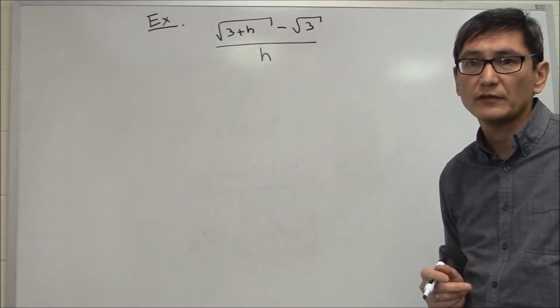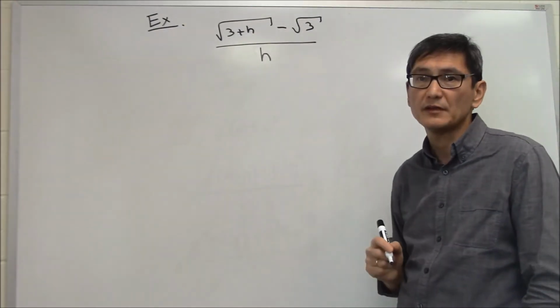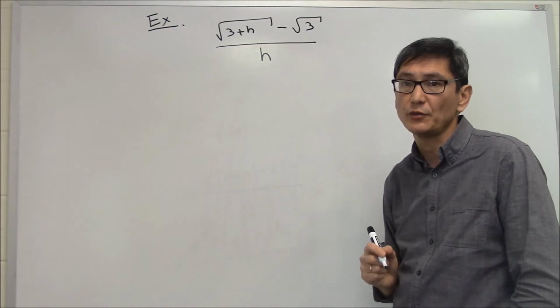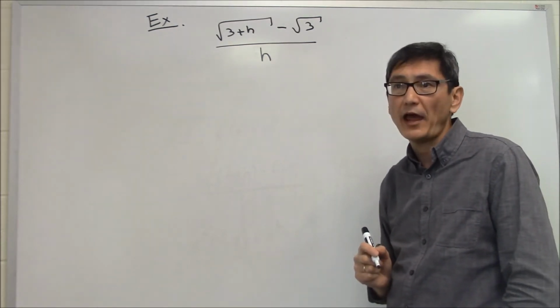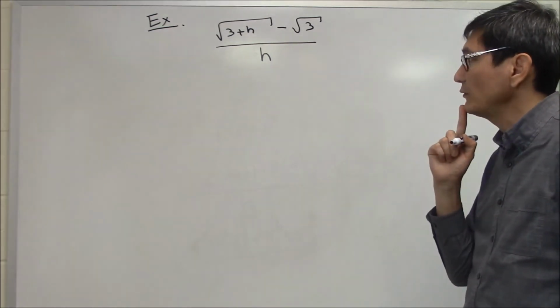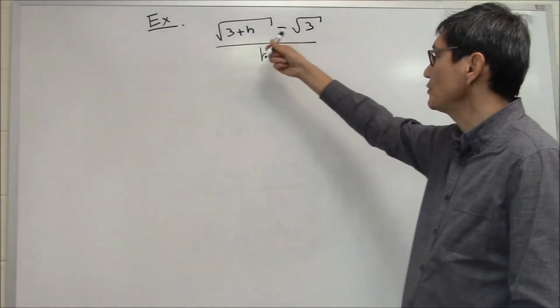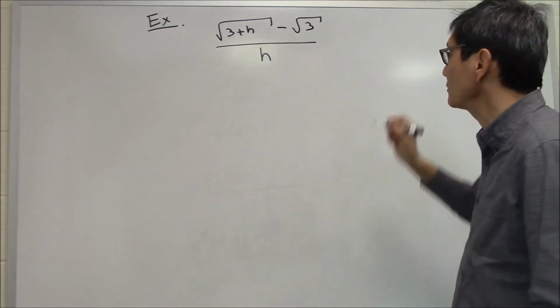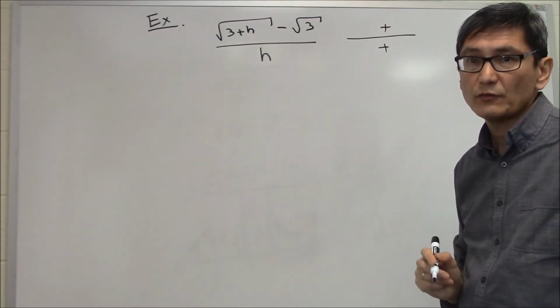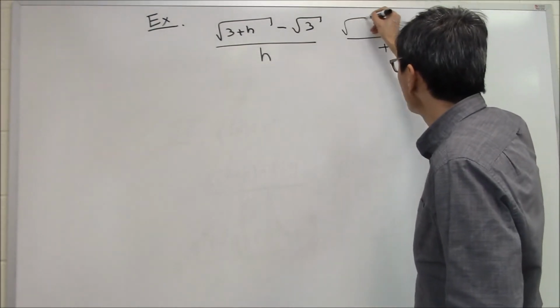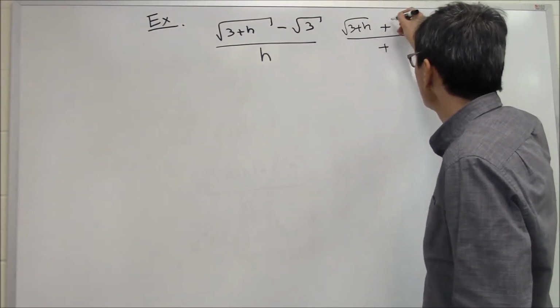Another example on difference quotient is square root of 3 plus h minus square root of 3 over h. In this case, our function is square root of x and a equals 3. The first thing we want to do here is simplify the expression on top, so we want to get rid of the square root. To get rid of the square root, we multiply by the same expression with opposite sign, by the conjugate.